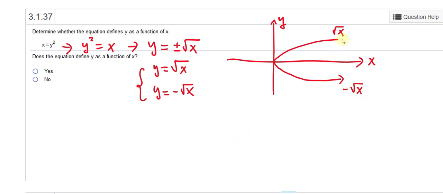Okay. And you can see that if I place the vertical line, the line crosses more than one point. So this is not a function. Okay, because for one value of x, you can have two different values of y. So this is not a function.